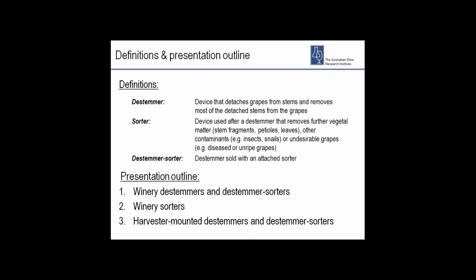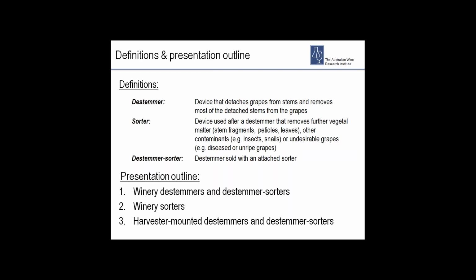I wanted to just start off by setting down some definitions that I'm going to use regarding what's a destemmer and what's a sorter, because there is some overlap. I'm going to define a destemmer as a device that detaches grapes from stems and removes most of the detached stems from the grapes. I define a sorter as a device that is used after a destemmer and that removes further vegetal matter, for example, stem fragments, petioles, leaves, other contaminants or undesirable grapes, for example, diseased or unripe grapes.